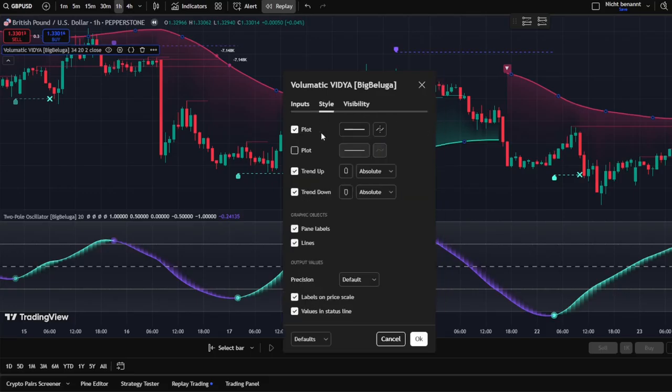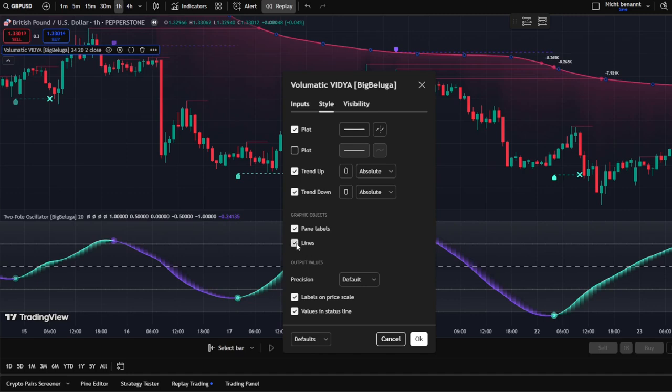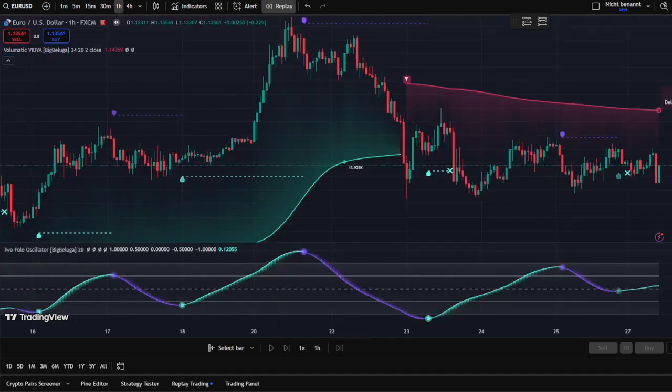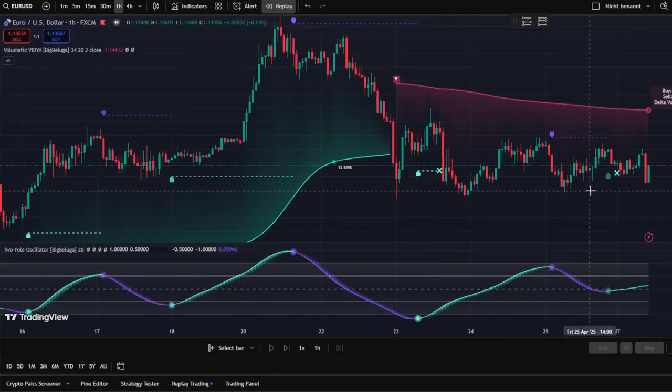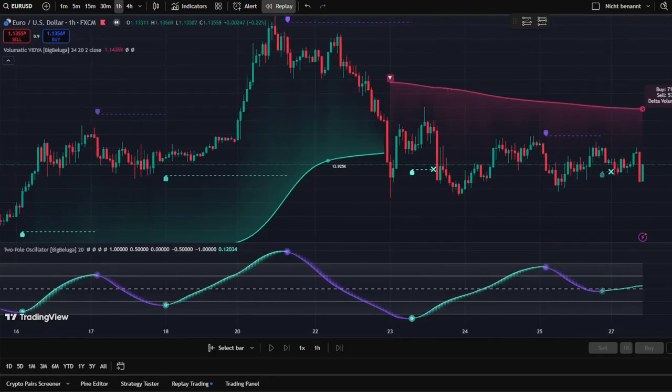This indicator is used to identify bullish and bearish trends in the market. A bullish trend is identified by a green trend ribbon, like this. Conversely, a bearish trend is identified by a red trend ribbon like this. It also measures the trend's strength using the delta volume, where a trend is considered strong enough if the delta volume is at least 20%.